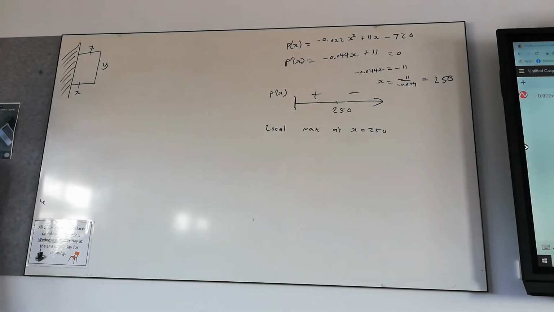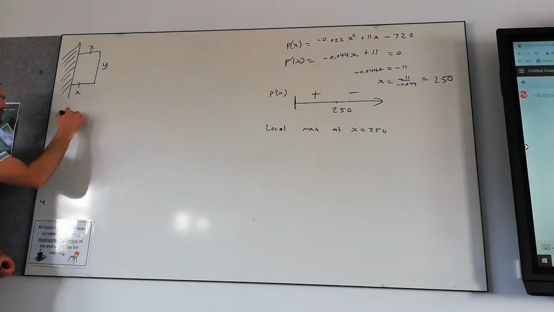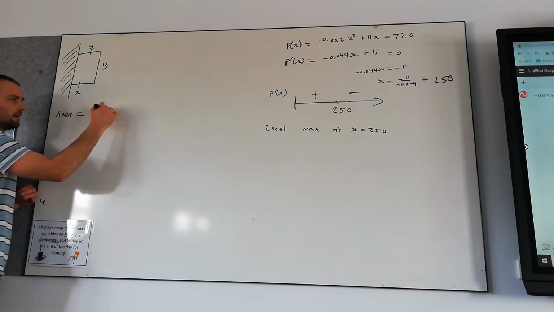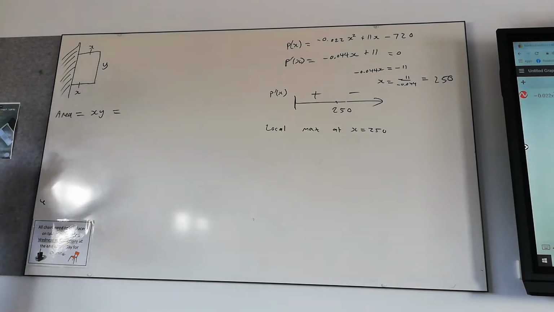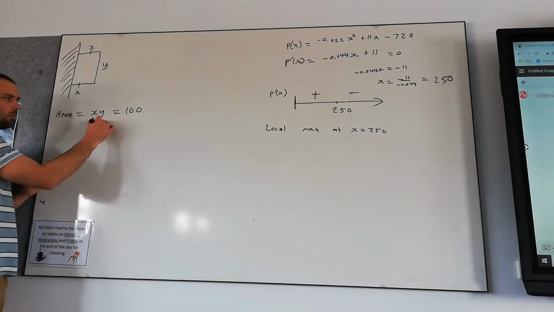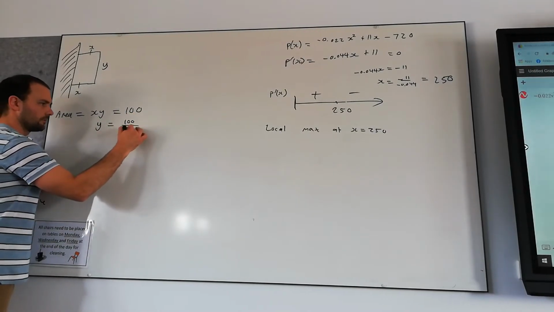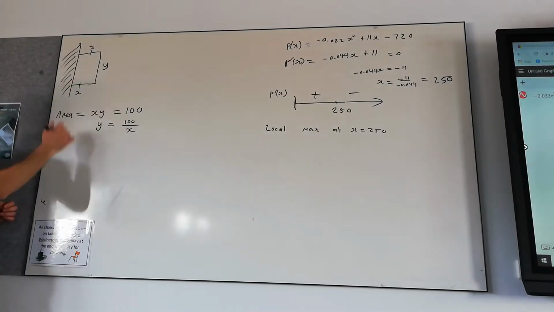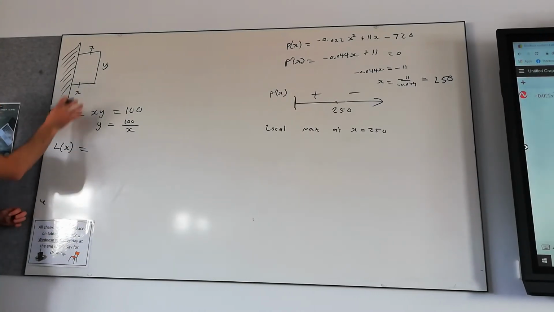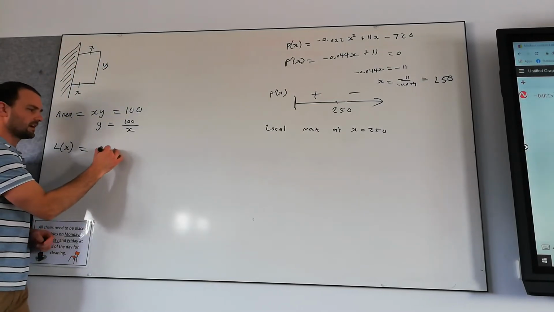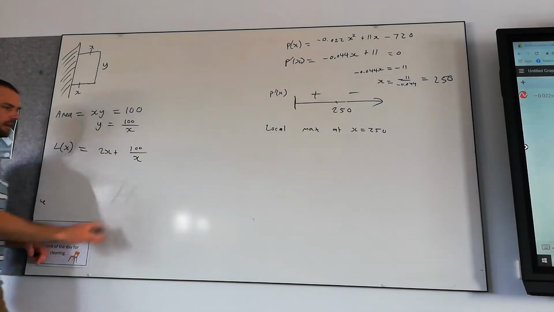Now, the area is equal to x times y. The area of this rectangle is x times y. But this is equal to 100. So we've got xy equals 100, which means y is equal to 100 on top of x. And then the total length of wire that we need, so that's our length of wire function, is x plus y plus x, the total perimeter of this fence. So we'll get 2x plus 100 on x. Okay, that's our L of x function.